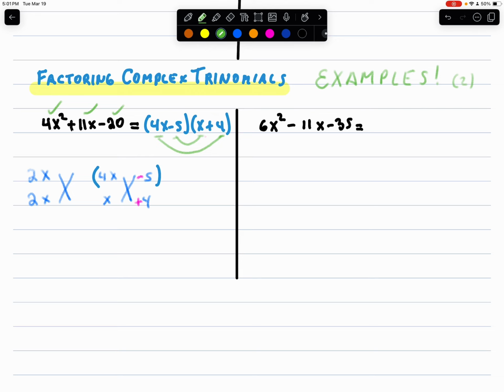Why don't you try on your own the one on the right, stop the video, and then see if we get the same answer.